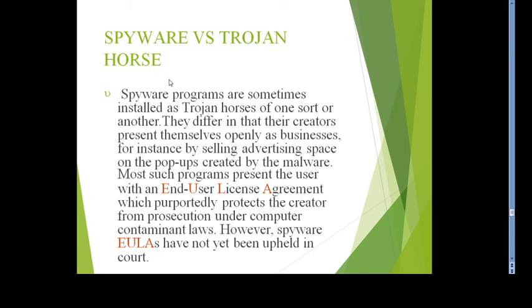Then spyware versus Trojan horse. Spyware is a program sometimes installed as a Trojan horse, often sold to another party. They differ in that their creators present themselves openly as a business, for instance by selling advertising space on the pop-ups that are created. Most such programs present the user with an end user license agreement, which purportedly protects the creator from protections under computer contaminant laws. However, the spyware EULAs have not been upheld in court.